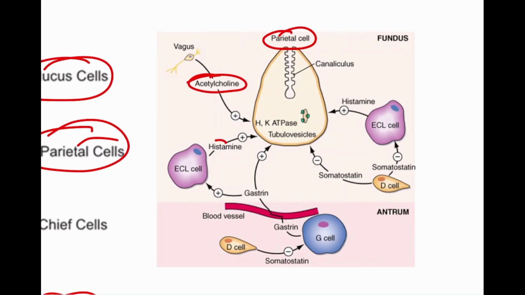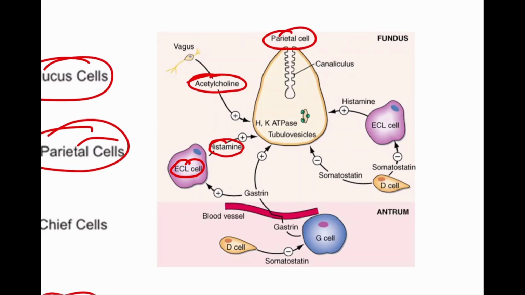Here is your histamine from the enterochromaffin-like cell. Histamine by itself is stimulatory to the parietal cell to get more gastric acid secreted. This is where you have those H2 blockers. They block the histamine from hitting these cells. If you block the histamine, what are you going to reduce? Gastric acid secretion, because you're reducing the histamine.